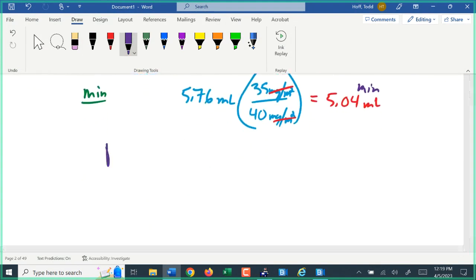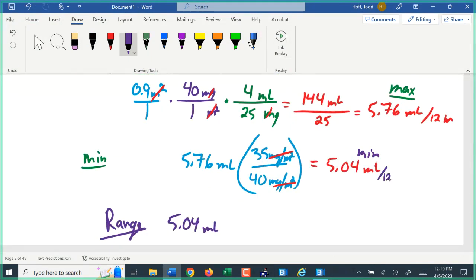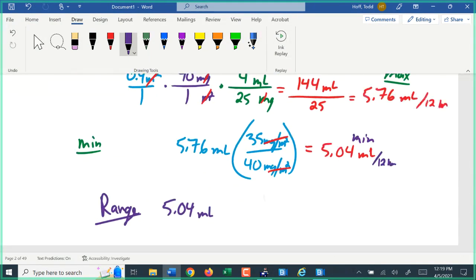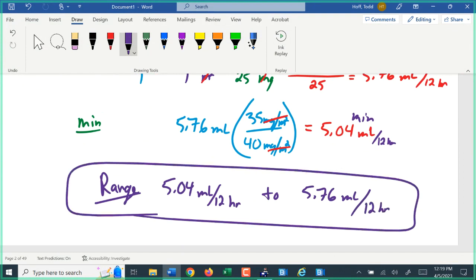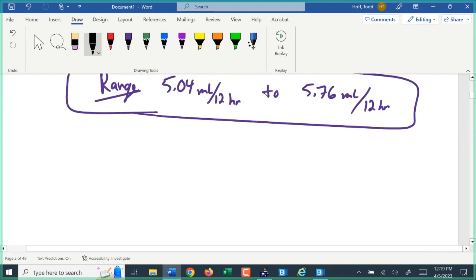To give us a recommended range of 5.04 milliliters, that was per 12 hours. So 5.04 milliliters every 12 hours to 5.76 milliliters every 12 hours. As I mentioned, we will spend way more time working with body surface area next Wednesday.